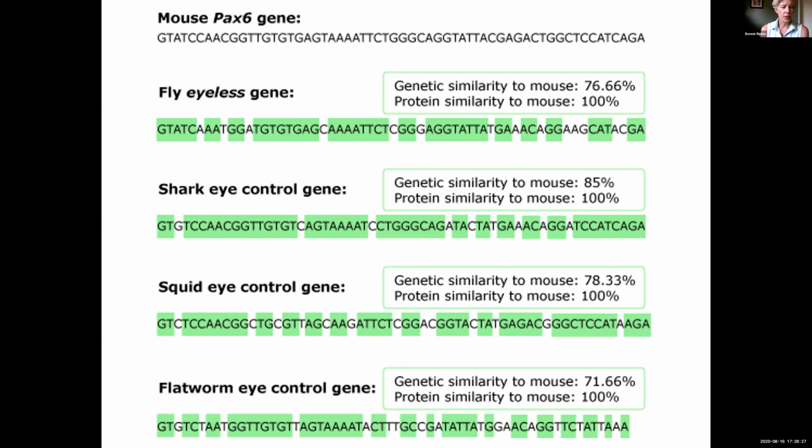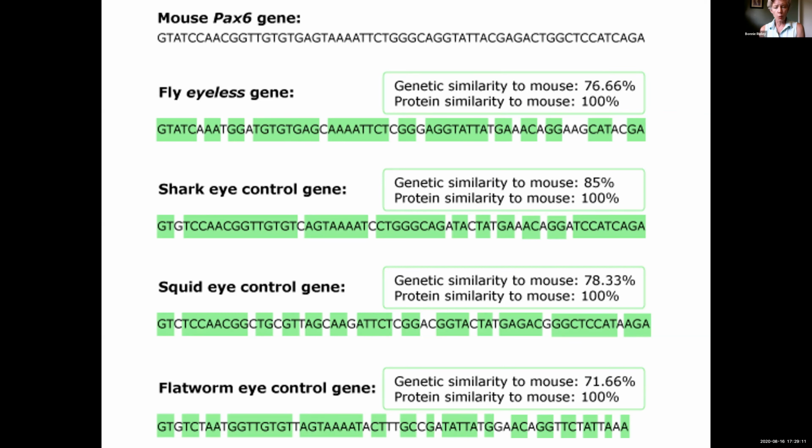And you can kind of squint in this and see that the more letters that are the same, you're going to see sort of more green, and the more letters that are different, you're going to see more white, right? And then these proportions are summed up. So we look at fly, its genetic similarity to mouse is 76%, whereas squid, it's 78%. Right, so we're just going to use these percents to say how genetically similar. So among these choices, shark with 85% is going to be the most genetically similar to mouse.